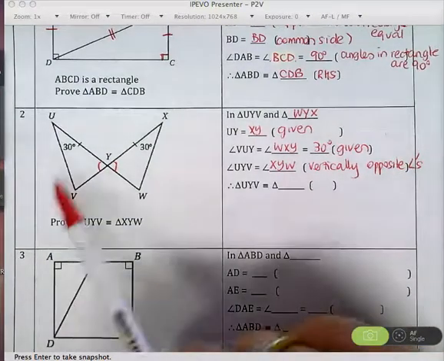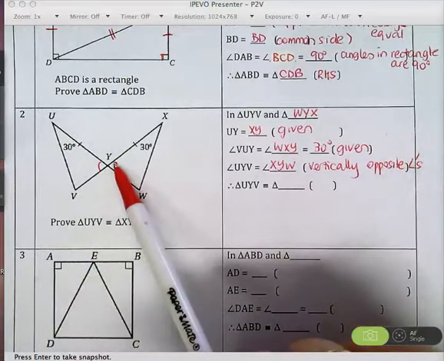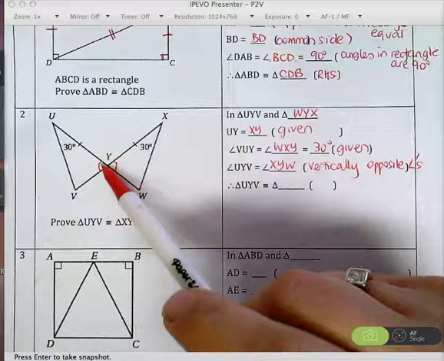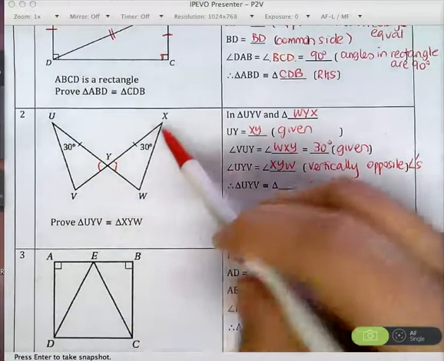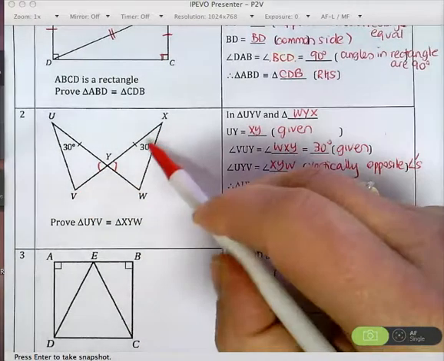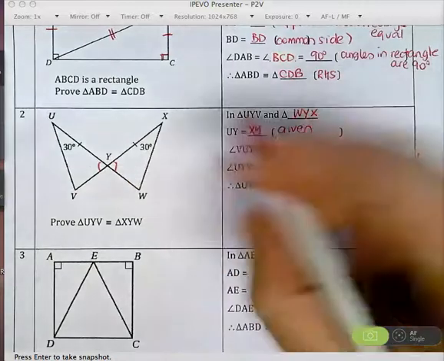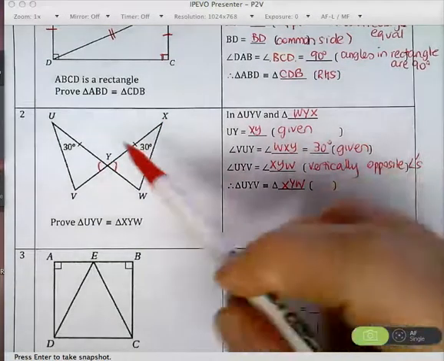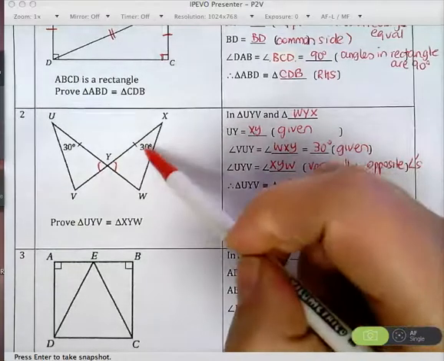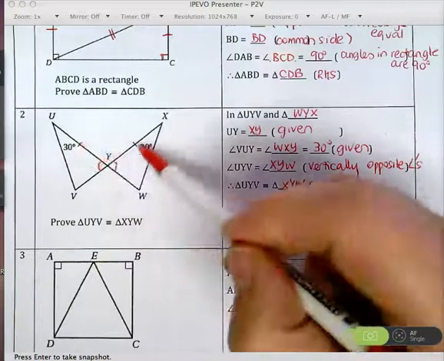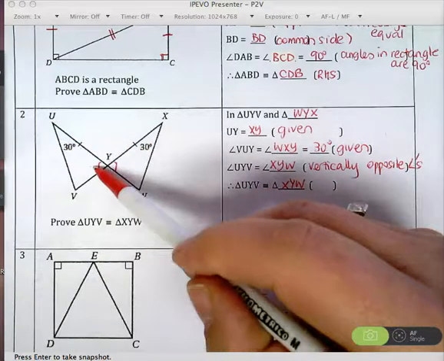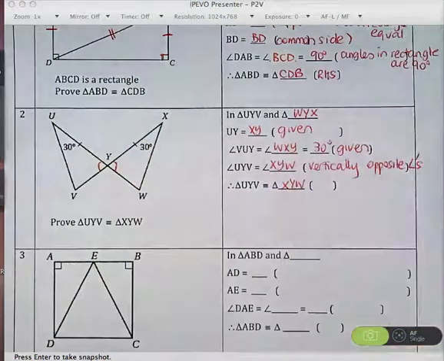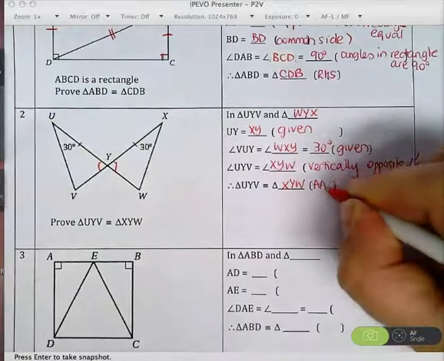And so therefore we can say that triangle UYV, so I've gone along this, I've gone from the 30-degree angle to the arc to the blank, so I need to do the same here. So that's congruent to triangle XYW. And the reason for that is we've got one angle, two angles, and another side. Notice that that side is positioned between the two angles in the left-hand triangle, and that side is also positioned between the two angles in the right-hand triangle, so it's AAS.